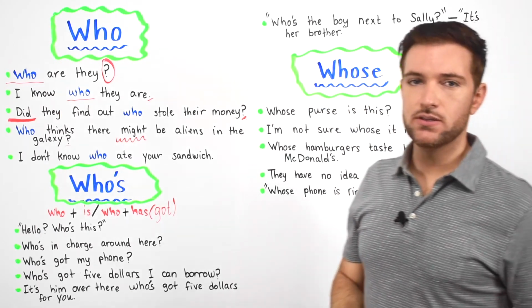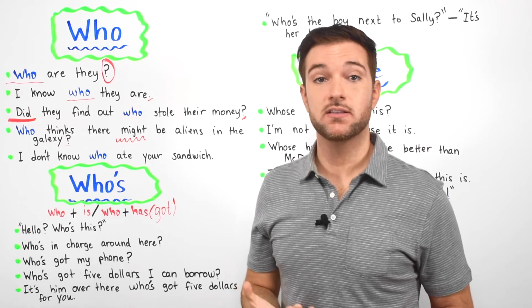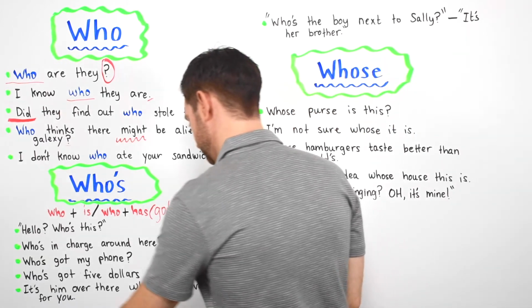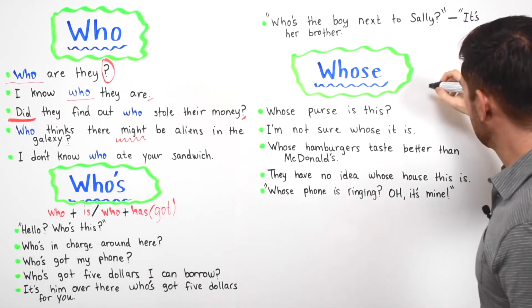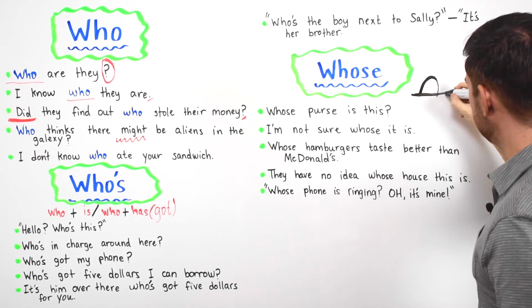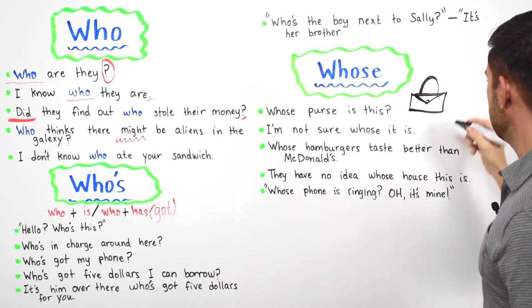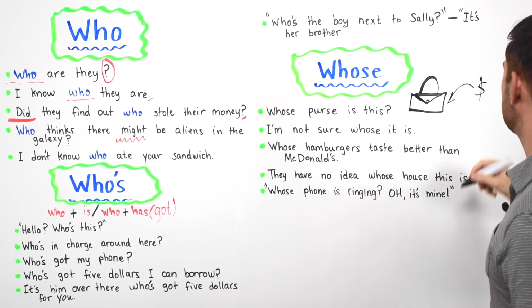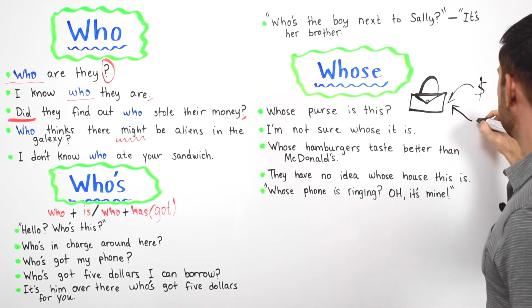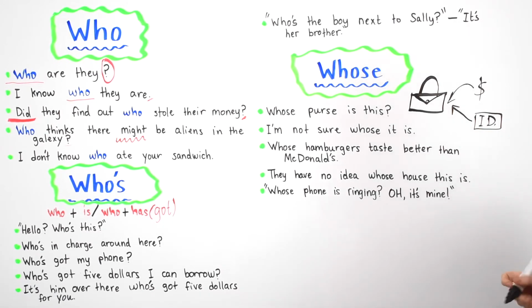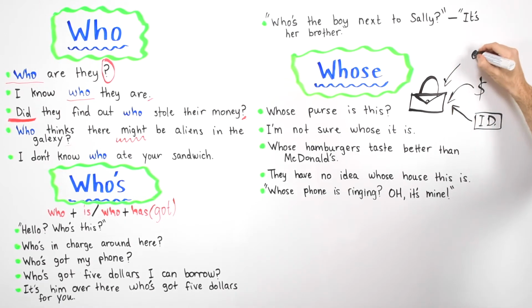W-H-O-S-E. And we use whose to indicate belonging. Okay, let's go ahead and look at some examples. Whose purse is this? Okay, do you know what a purse is? A purse is the thing that women use and they keep their money in. Okay, so this is a purse, and you could put money in there, you could put an ID card in there, okay, ID means identification. You can also put your keys in there, okay, your keys. So you can put a lot of things in a purse.